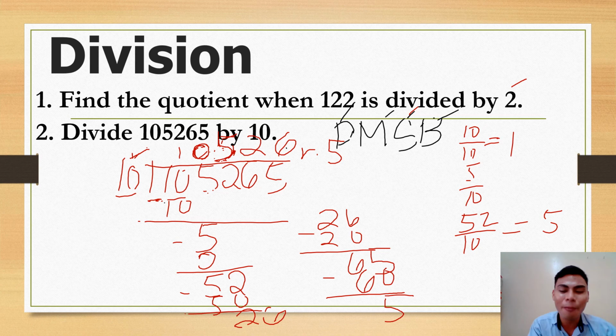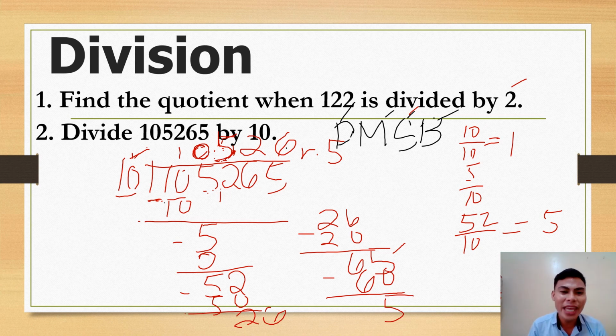So, ganyan lang po. Then, you will ask, bakit remainder na siya, sir? Kasi wala na tayong number pa na i-bring down sa dividend. Tingnan yung dividend, 105,265. Wala na. Bring down mo na si last number, which is 5. And that's it. Okay. That's just a review for division, right?